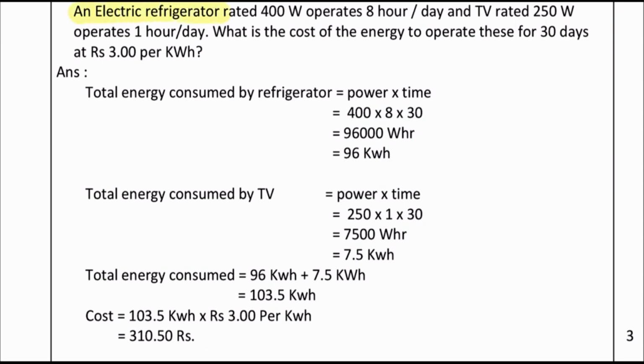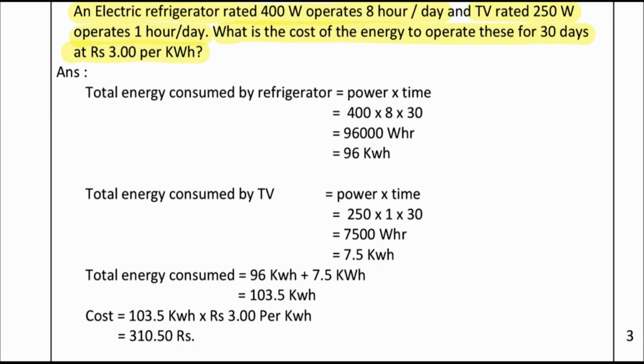An electric refrigerator rated 400 watt operates 8 hours per day, and a TV rated 250 watts operates 1 hour per day. What is the cost of the energy to operate these for 30 days at rupees 3 per kilowatt hour? Next.